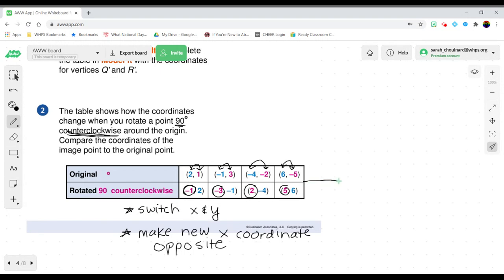So let's extend this out and just do one more example. Let's see if you can do it on your own. What if I had 2, -3? Follow the rule: switch x and y, make new x opposite. So the new x is going to be -3, and to make that opposite, it's +3. I won't change y, I'll keep y as 2. So I swapped them and made the new x coordinate opposite of what it was.